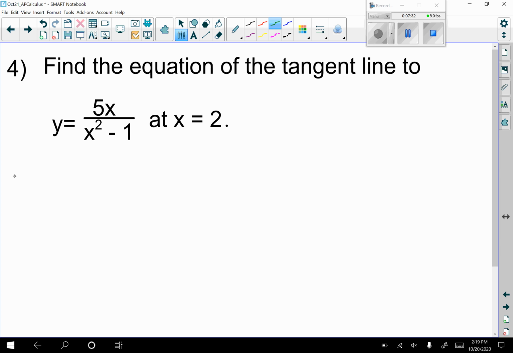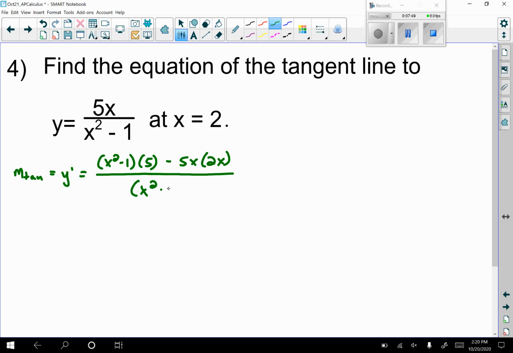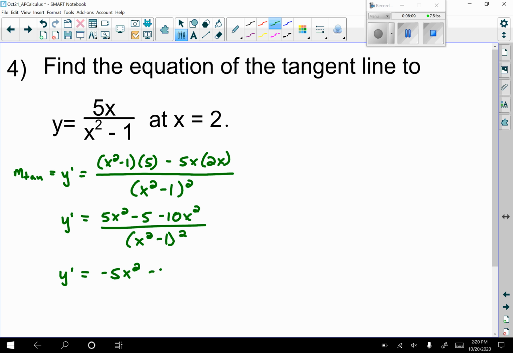All right, so we need to start, again, finding the slope of our tangent line, which is y prime. We have to use the quotient rule here. So we're going to go low d high minus high d low over low, low, so our denominator squared. And then we'll simplify this, so we're going to get a 5x squared minus 5 minus a 10x squared all over x squared minus 1 squared. Simplify the numerator, so we're going to get a negative 5x squared minus 5 all over this.